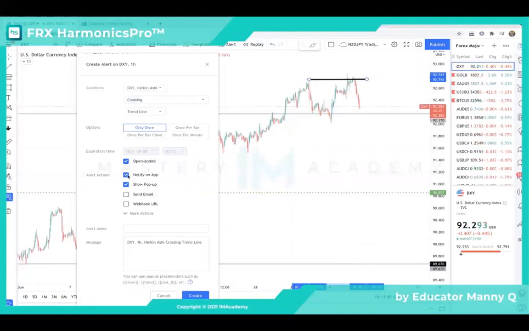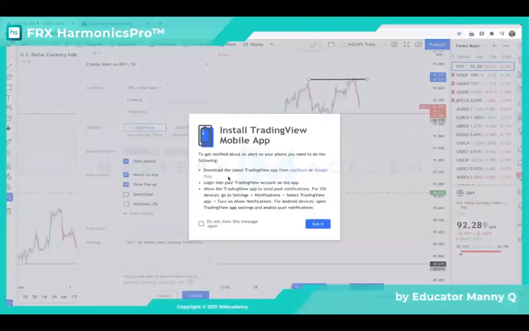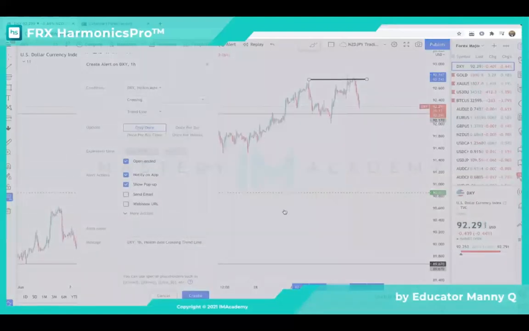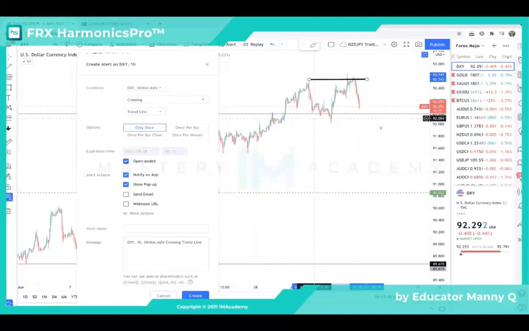Now you can choose to download the TradingView app and you can get notified on the app. You can also choose to show a pop-up, where if you are trading on another pair and this does it, it will alert you, and then you can know to go back here. You can choose to send an email. So if you have a predetermined trading email or business email, you can send the alert to the email.